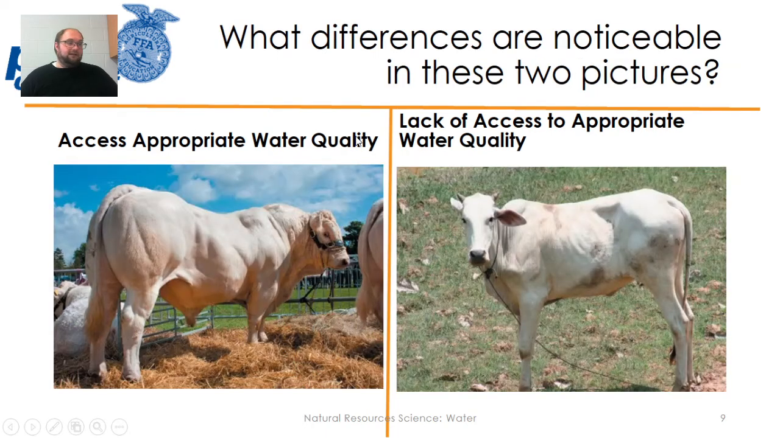So let's do the same thing with these two animals, okay? One has appropriate access to water quality. One has a lack of access to appropriate water quality. Let's take another 30 seconds and see what you guys think. Write down what you see.